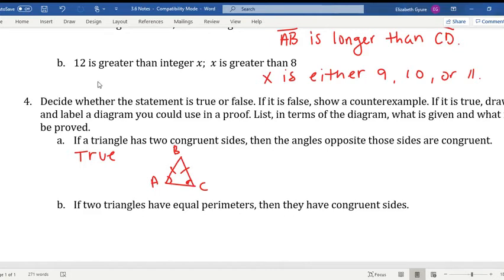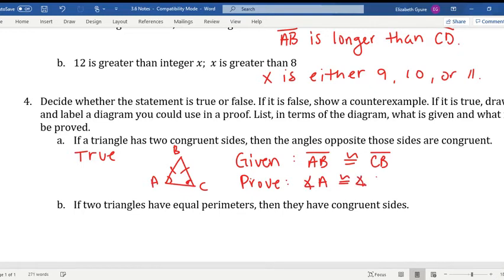And then your given is going to be basically your hypothesis, and then your proof is going to be your conclusion here. So based off of our picture, and depending on how you labeled your triangle, this might change. But based off my picture, my given would be that segment AB is congruent to segment CB. And my proof would be that angle A is congruent to angle C.